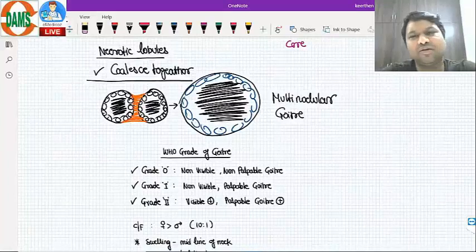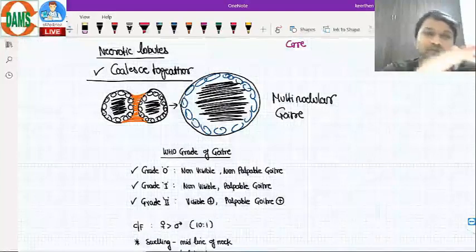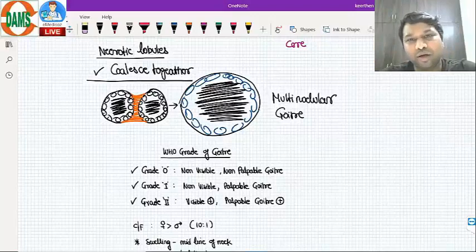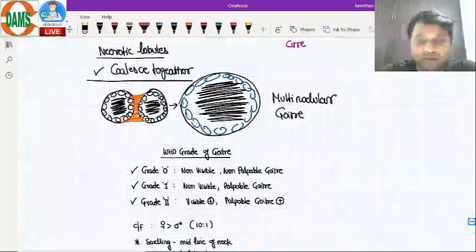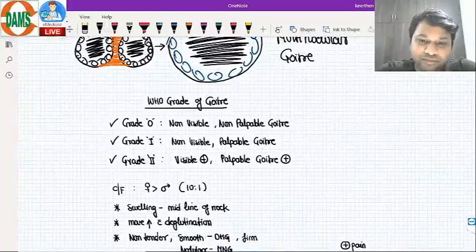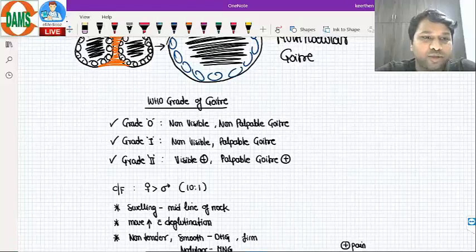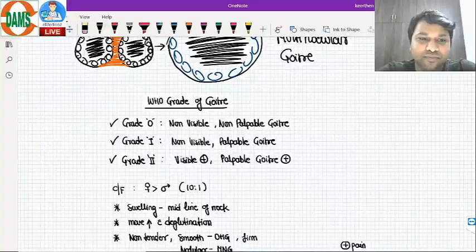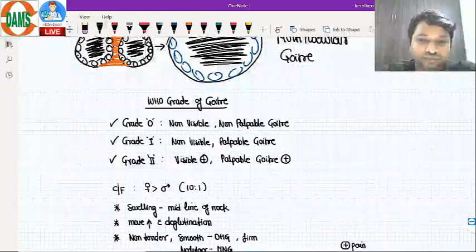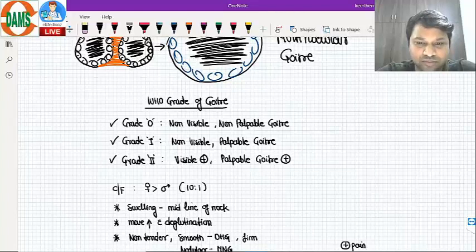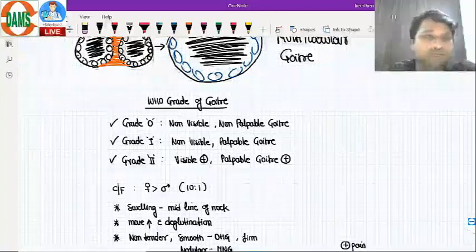So this is the natural course of how a normal gland is going to convert into a diffuse hyperplastic goiter, then to a colloid variant, plus minus into a multinodular goiter. I hope everybody understood until this point. Everybody got until this point? Good to go?